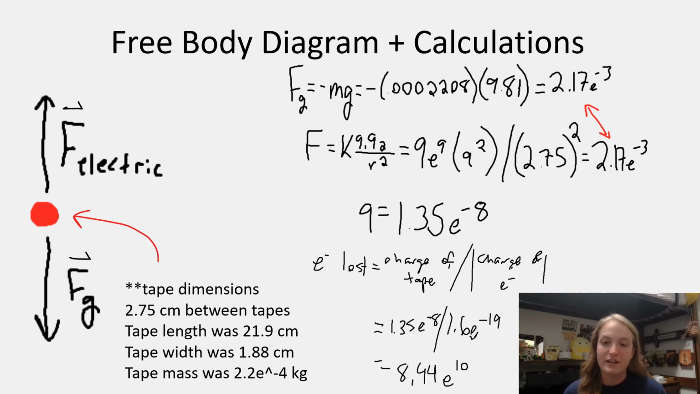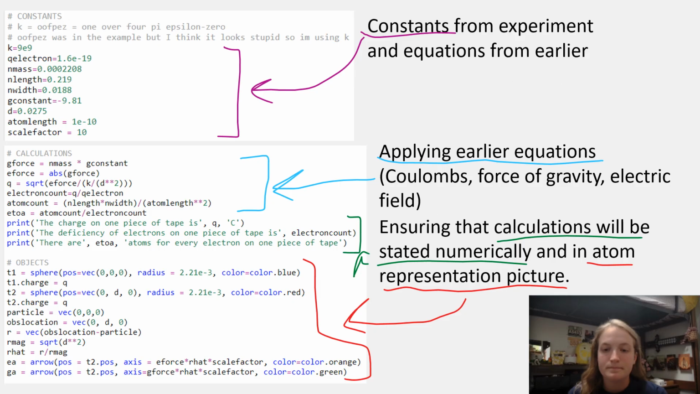So for the force of gravity, it was 2.17 times 10 to the negative third. And then Coulomb's law force was also the exact same number, which is how I know that they oppose each other. And then the overall charge was 1.35 e to the negative 8. And then for the number of electrons lost, it's the charge of the tape, which I just said was 1.35, divided by the charge of an electron, which is a constant. And that ended up being about 8.44 times 10 to the 10th, which is a lot of electrons lost from the tape.